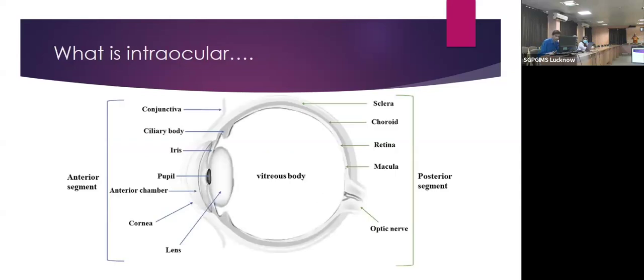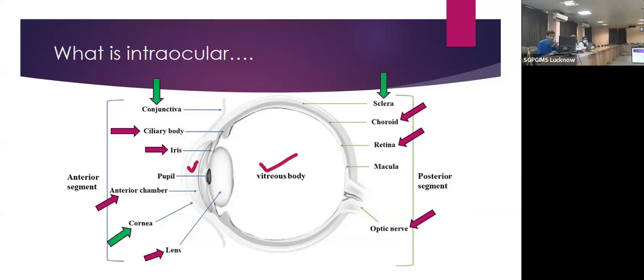A brief look at the ocular structure: what is intraocular, what is extraocular, what is anterior segment, and so on. There are two cavities inside the eyeball. One is the vitreous cavity, which is the larger one, and the other is the anterior segment, that is our anterior chamber, the smaller one. All the purple arrows are the structures that are intraocular: the ciliary body, iris, lens, anterior chamber, choroid, retina, and optic nerve. These are intraocular structures.